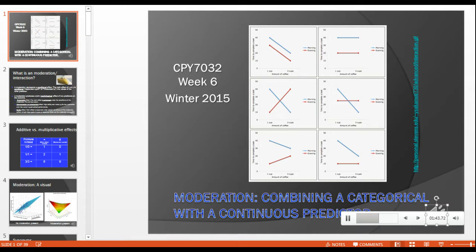And finally, there's the idea of a predictor being a moderator. So a moderator is a predictor that changes the nature of the relationship between another predictor and the DV. So we will talk about these concepts in much more detail as we move through.